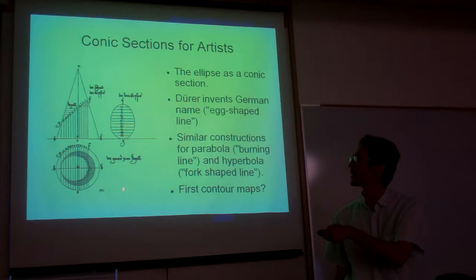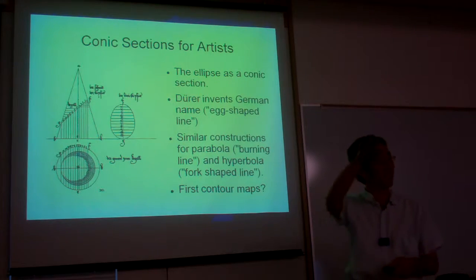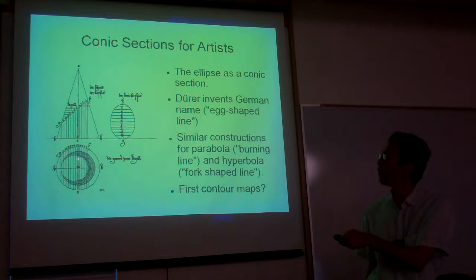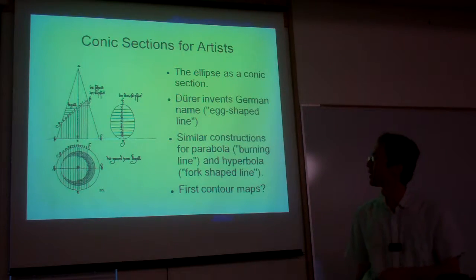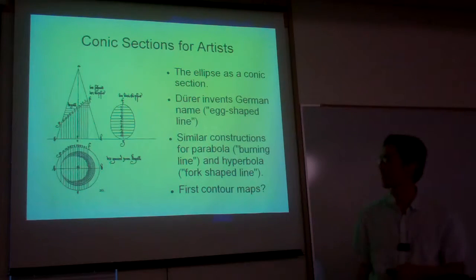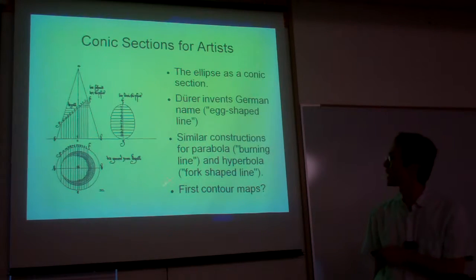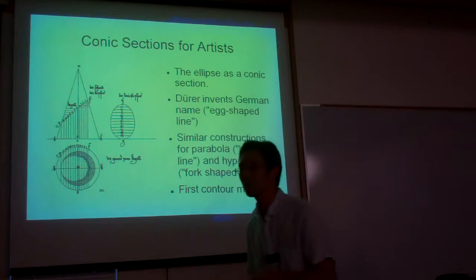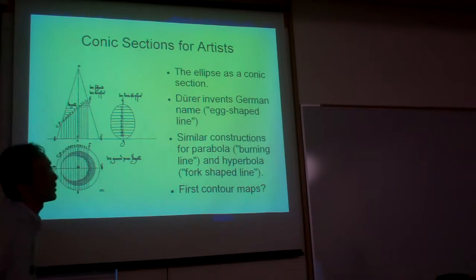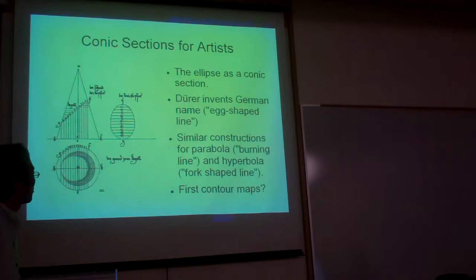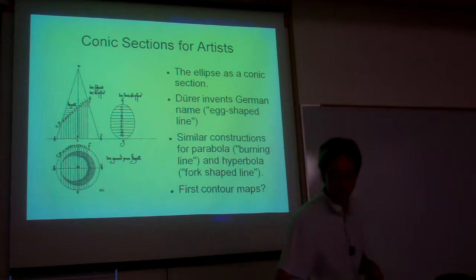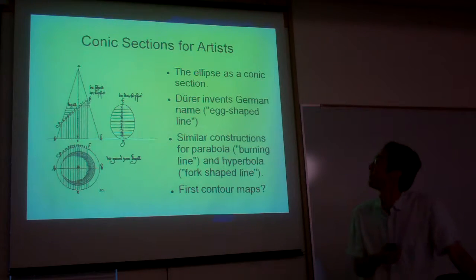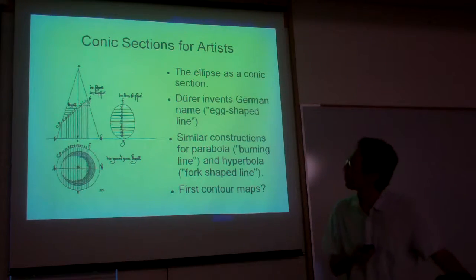If you look at topographical maps, this is essentially a contour map, where these curves, these portions of a circle, are essentially level curves. And it's possible, I haven't verified this yet, that Dürer may have invented the contour map at this point. I'm not sure whether he was predated by anybody else, but this does seem to be a very, very early appearance of these contour maps.